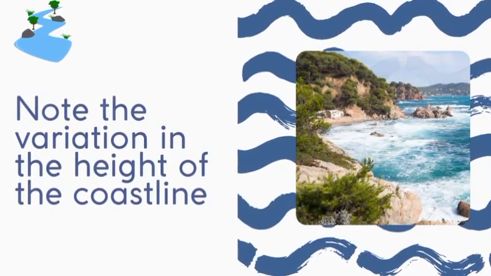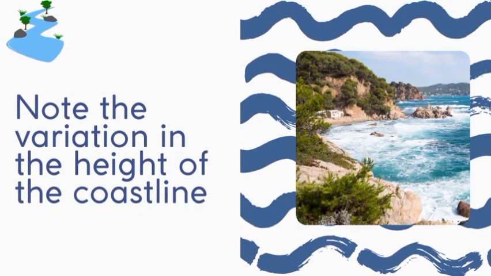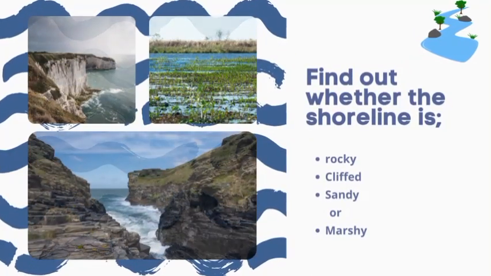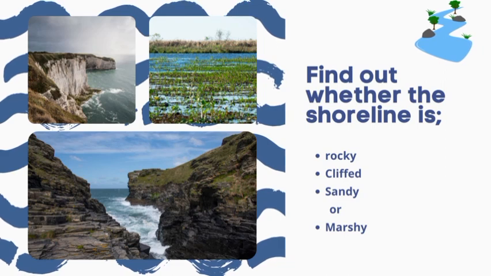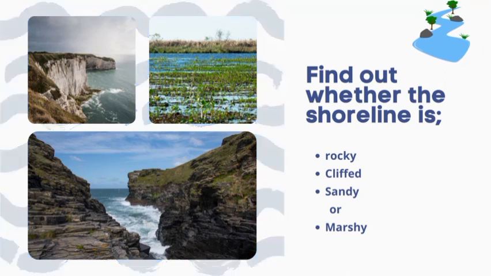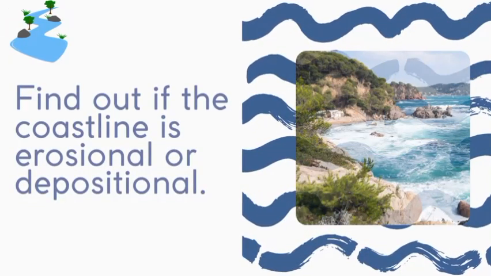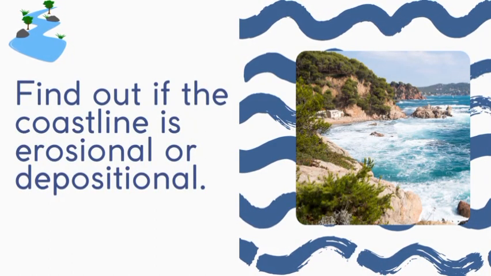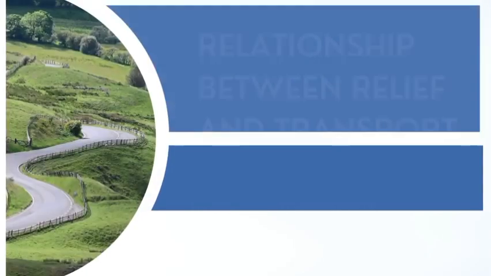And also, in description, we need to note the height variation of the coastal line. So we need to find out if the shore is rocky, cliffed, sandy, or marshy. Sometimes you might have some sandy or marshy shore. Also, in description, we need to find out if the coastal line is erosional or depositional, in the sense that if there occurs a cliff or a beach.